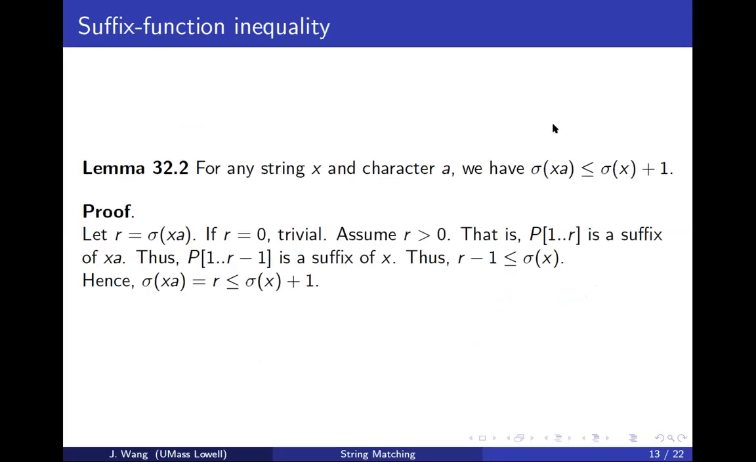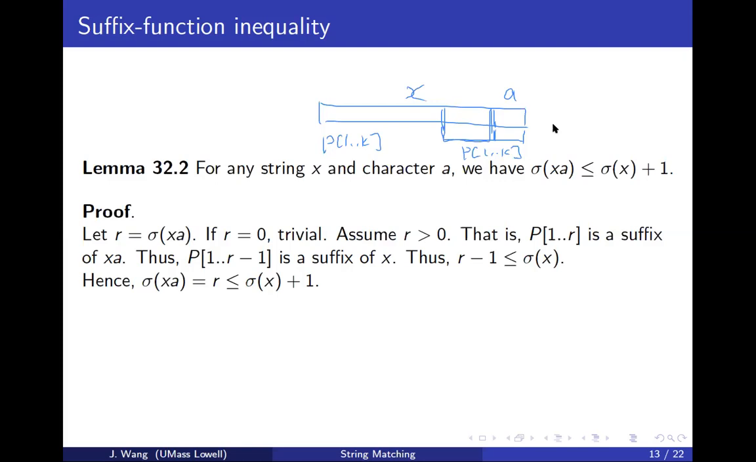So in order to prove this, let's first look at a simple lemma: for any string x and character a, or alphabet symbol a, we have sigma(xa) is less than or equal to sigma(x) plus 1. If you draw this, say this is x, and this is a. Say P1k is a suffix. Then of course, P1k minus 1 is a suffix of x. Then just plus 1, it will be this one, k.